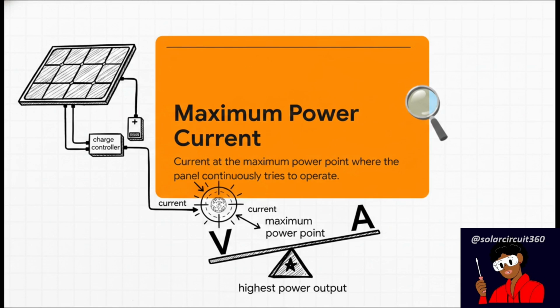On the flip side, we've got IMP, which stands for maximum power current. Now, this is the current during normal operation, the one that allows for actual, useful power production when your panel is connected to a load, like your charge controller or battery bank. The panel is basically constantly hunting to operate at this specific sweet spot, the maximum power point, because that's where the exact balance of voltage and current yields the highest possible energy output.